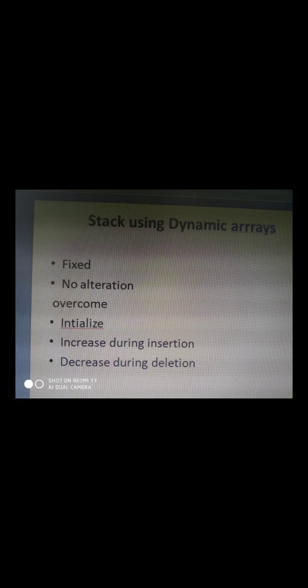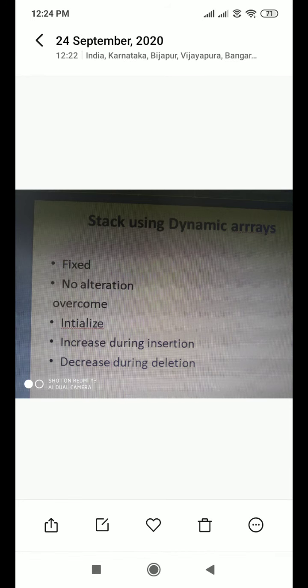So how can I reallocate the memory? There I will be using the malloc function. The malloc function dynamically increases the size of the memory. Whatever size I set, that size will be increased so that I can insert my element. Automatically the memory size will be increased from 5 to 6. This is one way.